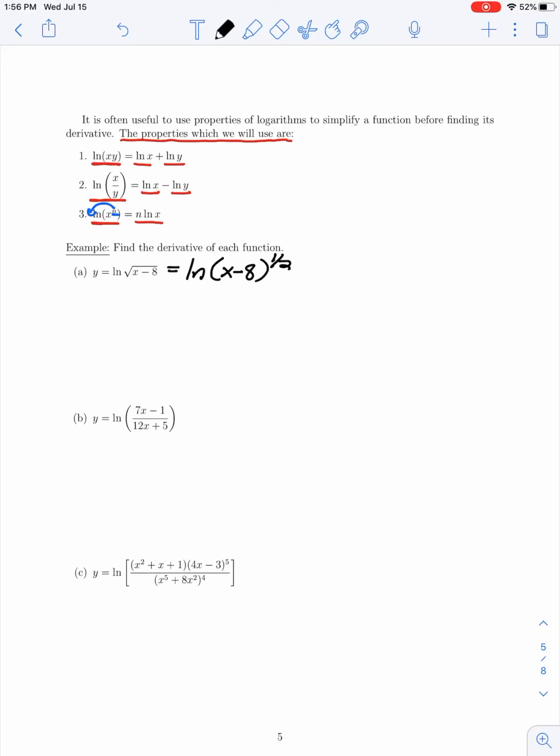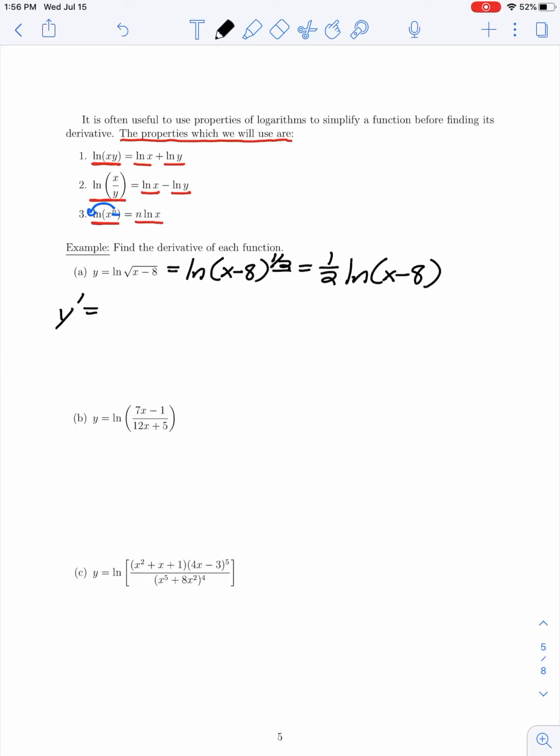And now, if I have the natural log of some quantity raised to a power, using my property number 3 for logarithms, this exponent, 1/2, I can pull out in front of my logarithm, and I've got half the natural log of x minus 8. And this function is now much easier to evaluate. I only need to use the chain rule once.